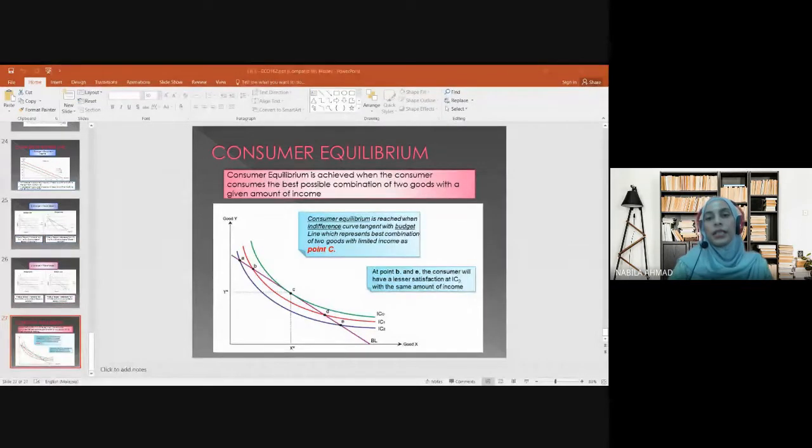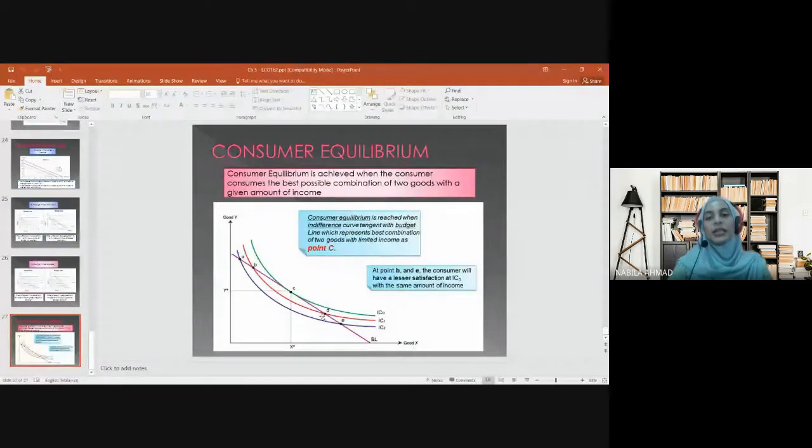Okay. Jadi untuk indifference curve 1 pula sama juga, point B dengan point D. Walaupun dia intersect dengan budget line, dia mempunyai lower level of satisfaction. So point C yang paling efficient ataupun equilibrium lah, di mana indifference curve tangent dengan budget line, dia tangent, and dia mempunyai higher level of satisfaction. Jadi combination yang optimum untuk consumer ini beli adalah Y star and X star.